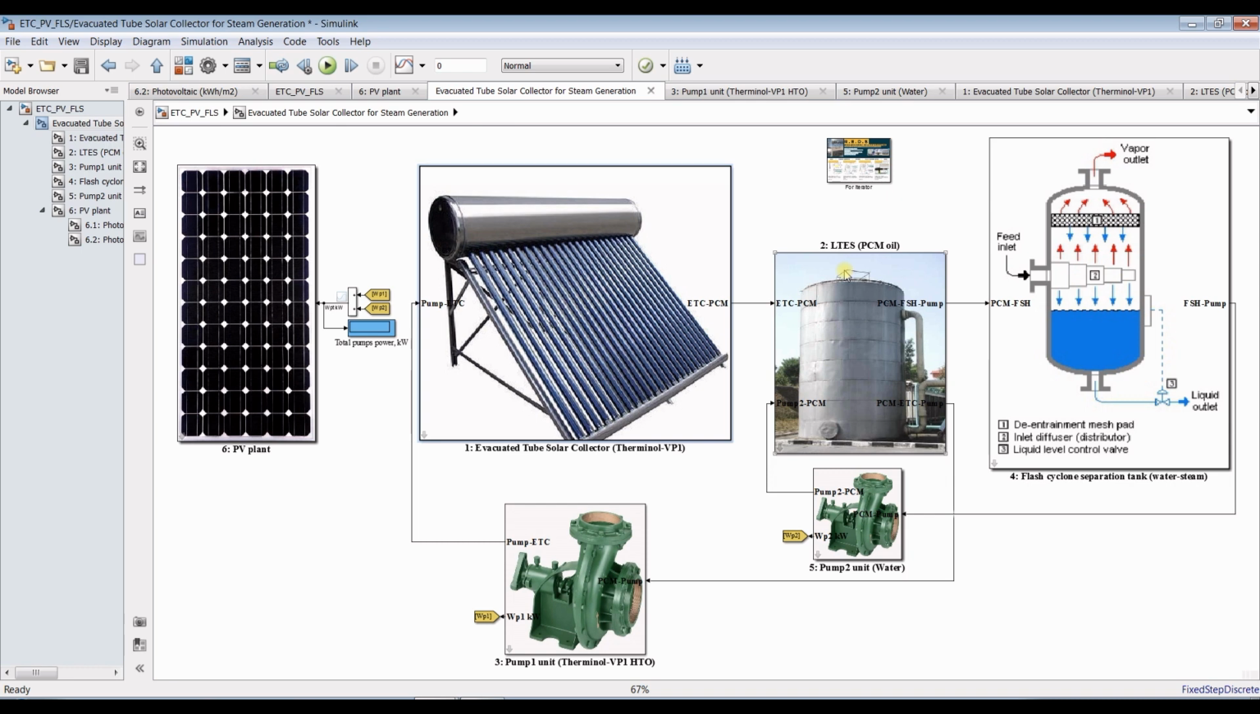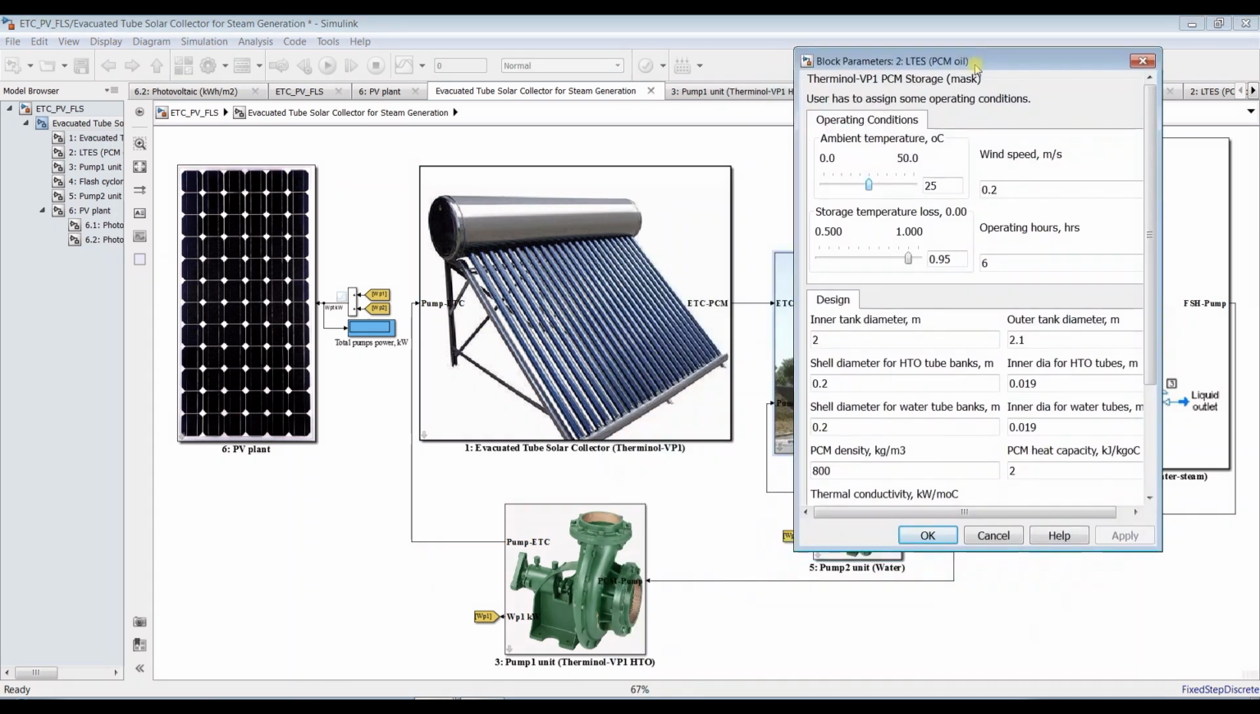Let's go for the storage element. This is PCM storage, and thermal heat transfer oil is responsible for heat transfer, the medium through the cycle. We have to assign ambient temperature and wind speed for thermal losses, and the storage temperature loss parameter, which is around 0.95. It gives us an indication about the efficiency of losing temperature from the storage tank, and how many operating hours you are going to deal with.